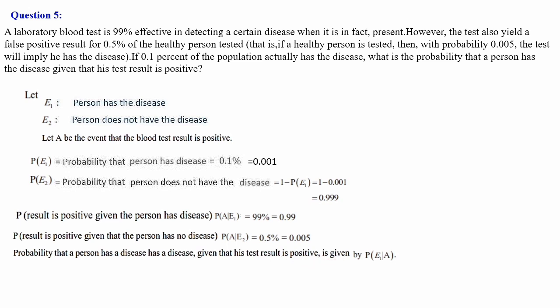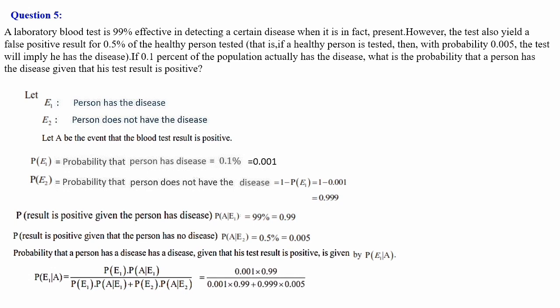So probability that the person has the disease given that his test result is positive. Test result is positive means that is A. So that is the given condition, given A. Probability that a person has the disease, that is E1. So E1 given A is equal to, by using Bayes theorem, P of E1 into P of A given E1 divided by P of E1 into P of A given E1 plus P of E2 into P of A given E2.